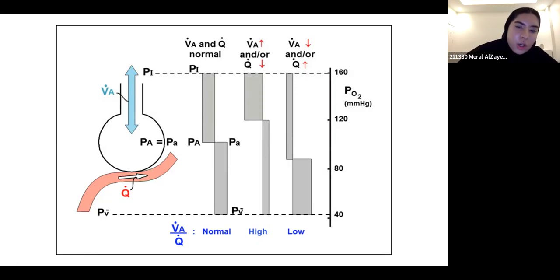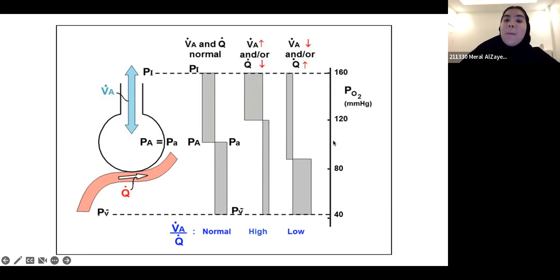And again, recall that for normal function to occur and for us to not have diffusion limitation, the alveolar partial pressure needs to equal the arterial partial pressure. That's why the value is the same. Since the values are the same, we have normal diffusion, and the entire function is normal, and we have a normal VQ ratio which is 1. So in the normal, the partial pressure of oxygen is 100.